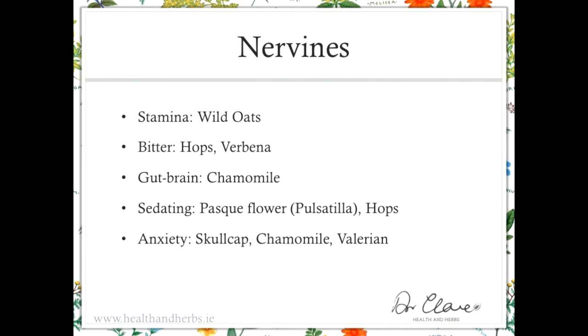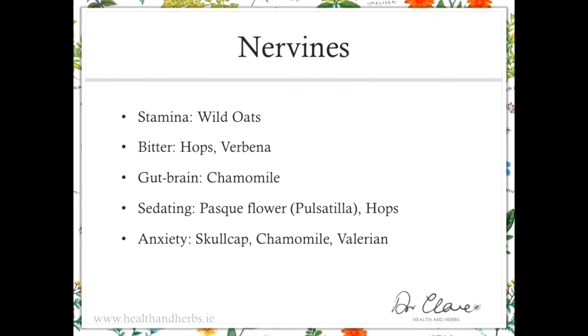If we're looking for a calming effect on an overstimulated gut-brain balance, then an ideal herb would be chamomile, which has a particular effect on the digestive tract. It also has a small bitter effect. So these aren't pure effects, they're kind of particular strengths rather than dividing them up into strict categories.